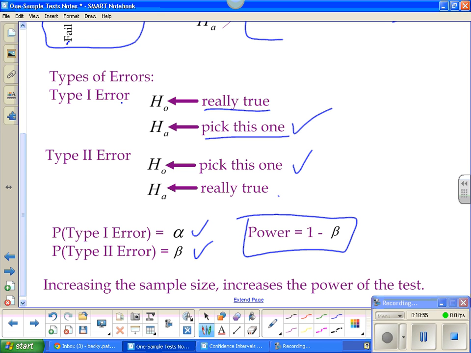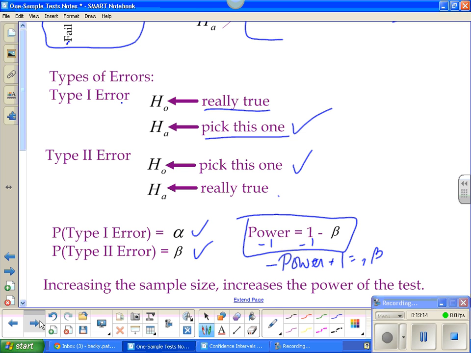How do you solve for these? Oh, 1 minus power. Yep. And ask you for the other one.